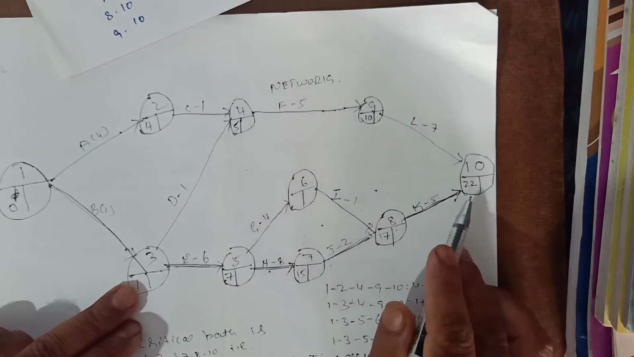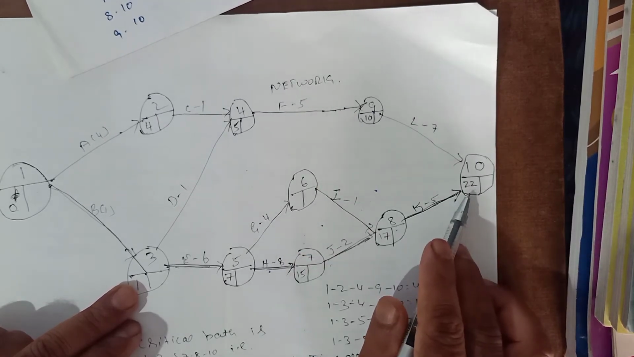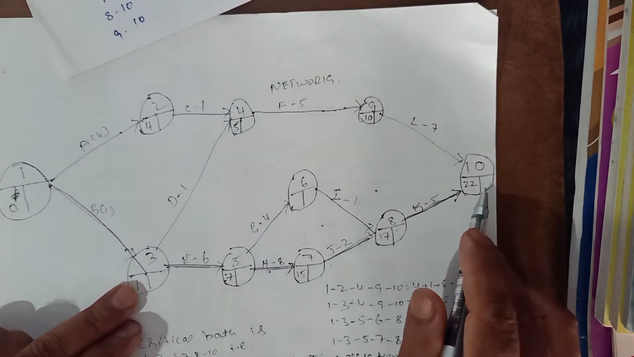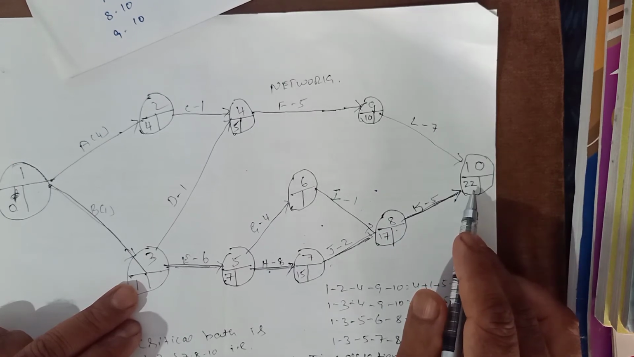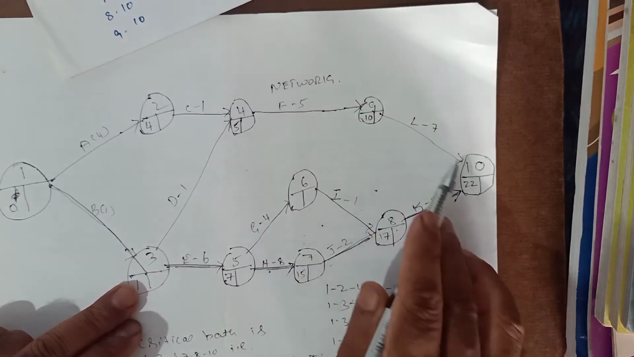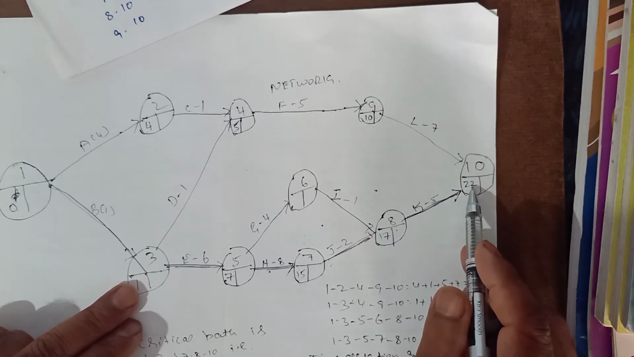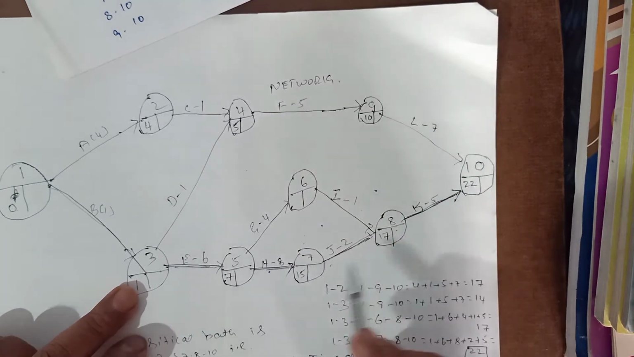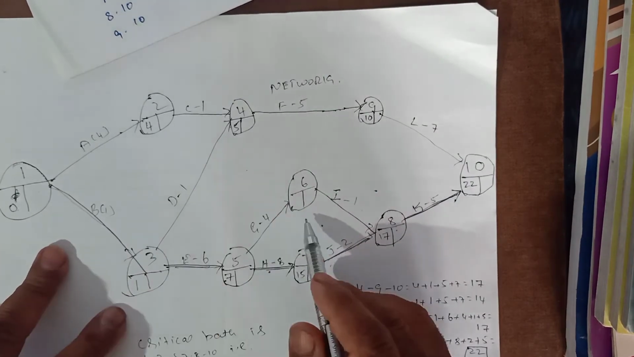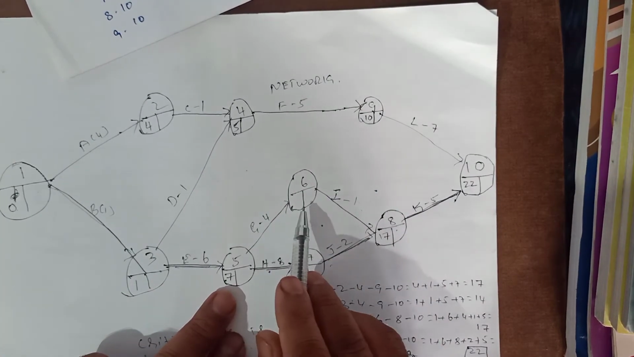Here again, we should not take this as 17, because this is the longest route we have taken, that is 22. If you come from this side, it comes to 17 days, but that is wrong. We have to take the longest one. We have to take the 22.